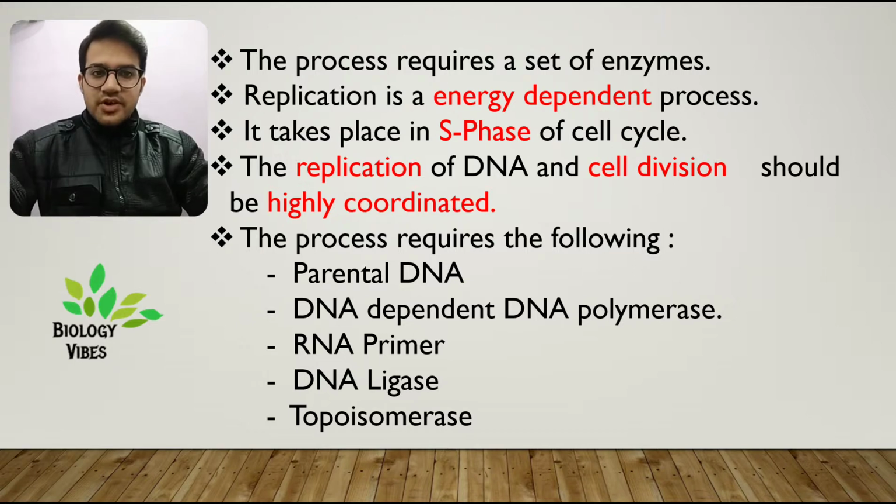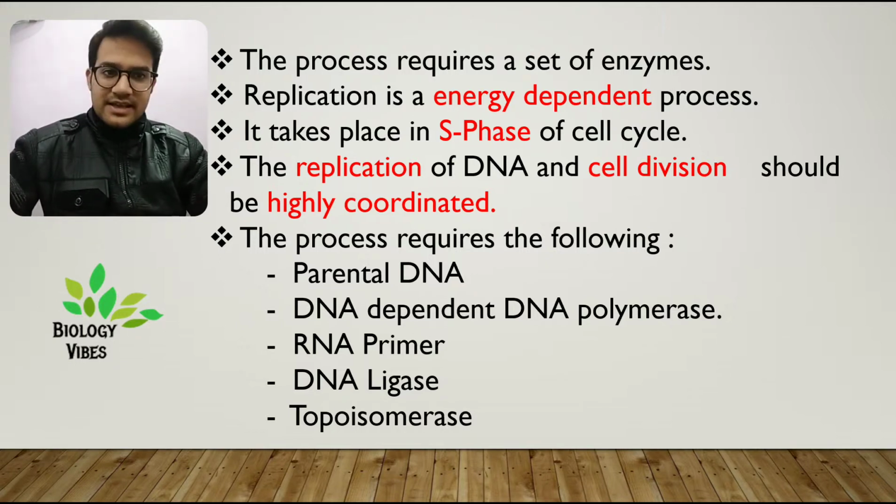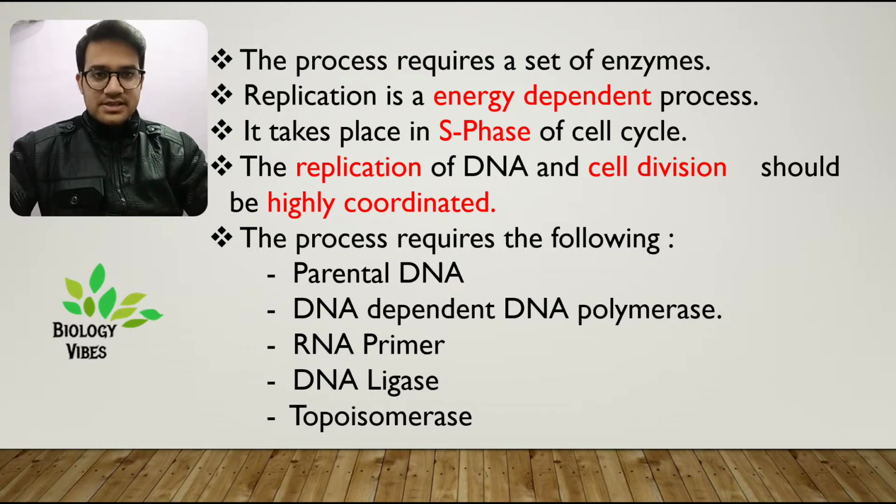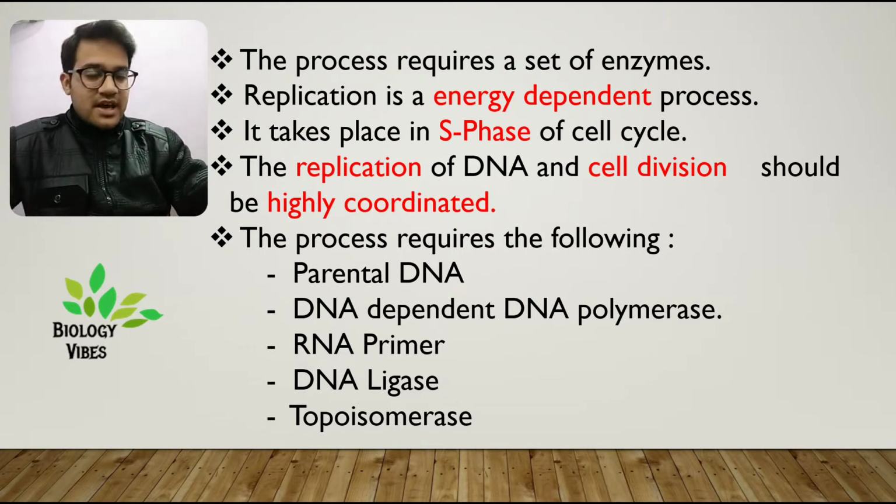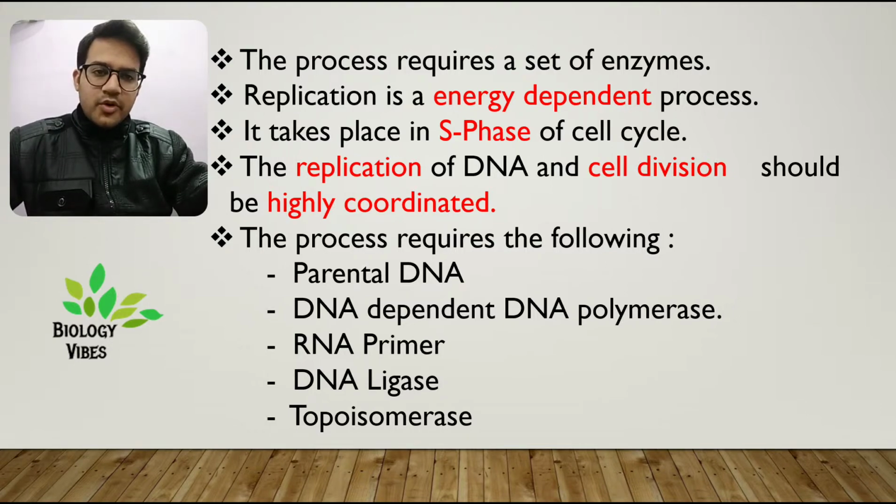So the process requires parental DNA. Definitely the DNA which has to be copied should be there, the parental DNA. DNA dependent DNA polymerase, an enzyme which depends upon the DNA, takes up raw material from the nucleoplasm and adds it up to make the new DNA. RNA primer, DNA ligase, topoisomerase, all these enzymes are involved in this machinery. Where are they involved, why are they important?